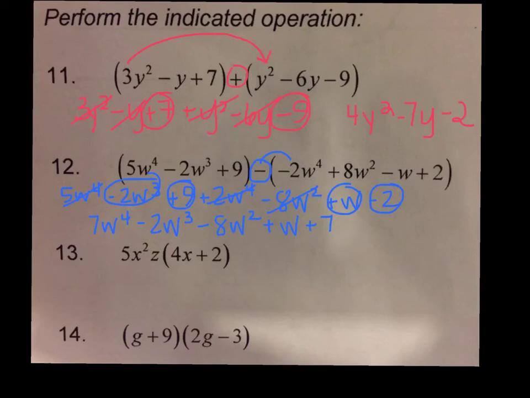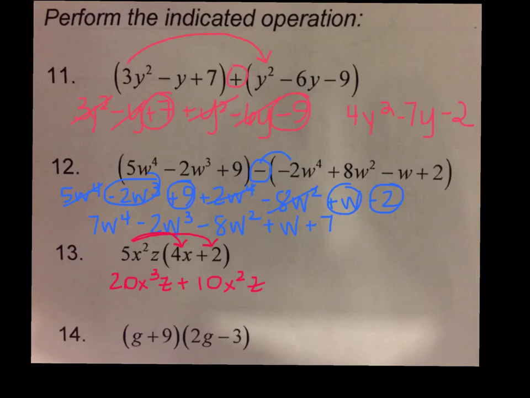Here, I'm going to distribute this term into here. So I'm going to multiply 5 times 4 gives me 20. X squared times x gives me x to the third. And z, nothing in there, gives me z. Now I'm going to distribute this to the next one. 5 times 2 is 10. X squared, z.